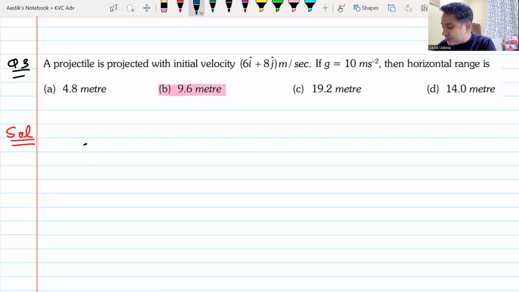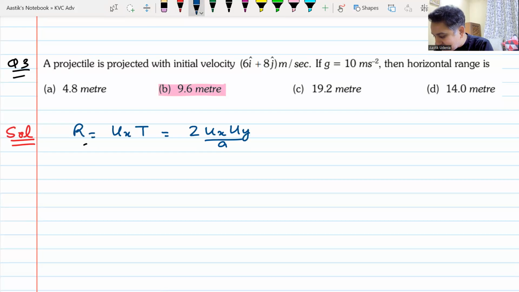So first of all, you think about what is range, and range is ux multiplied by t. Yes or no? Yes, sir. T is 2 times uy by g. So you can use that shortcut formula that I had given you. 2 times ux uy by g. Do we understand this? Yes, sir.